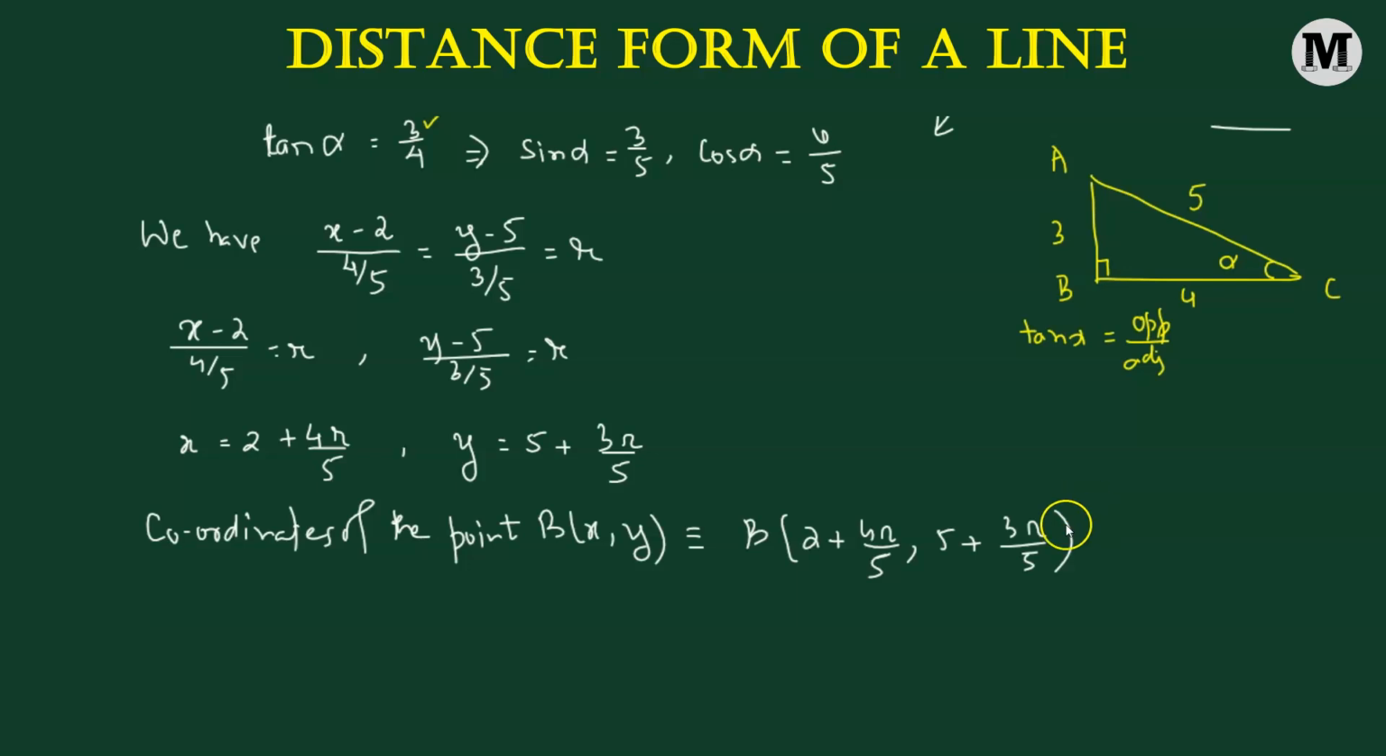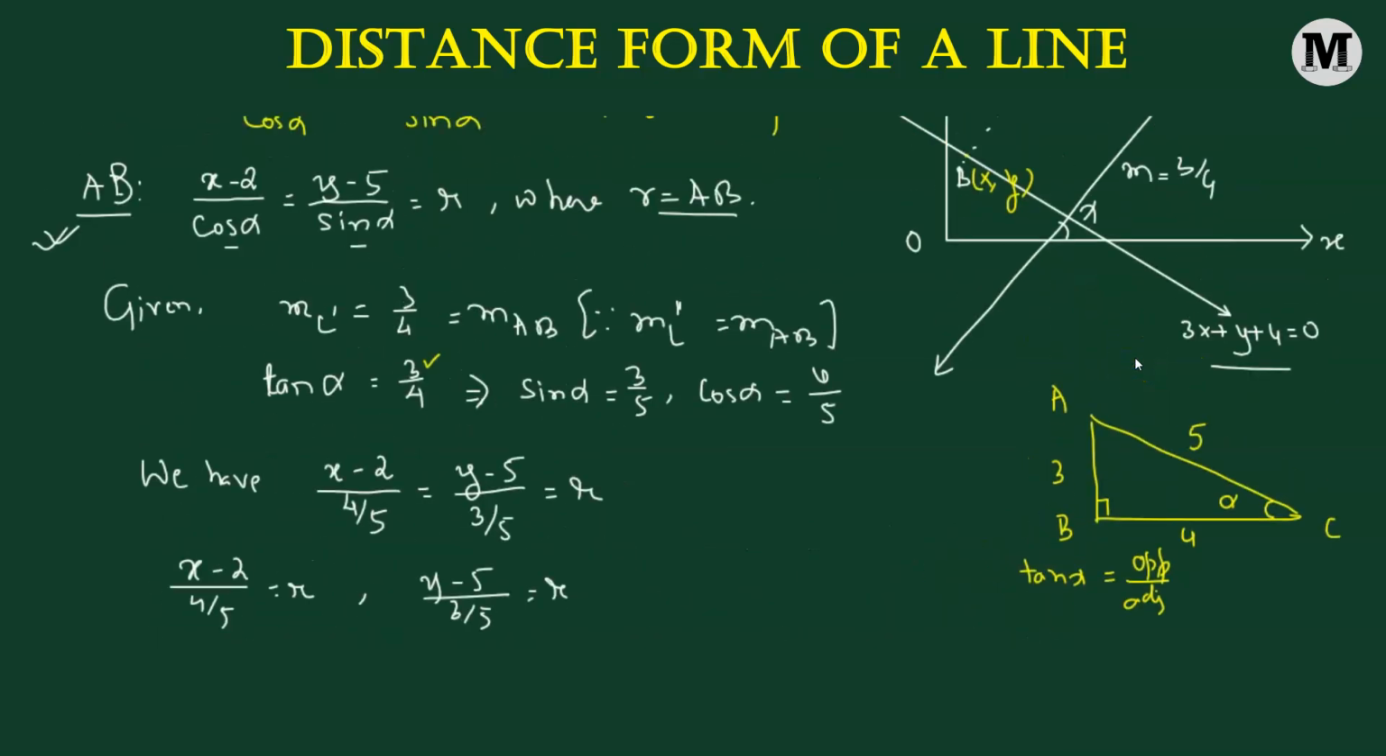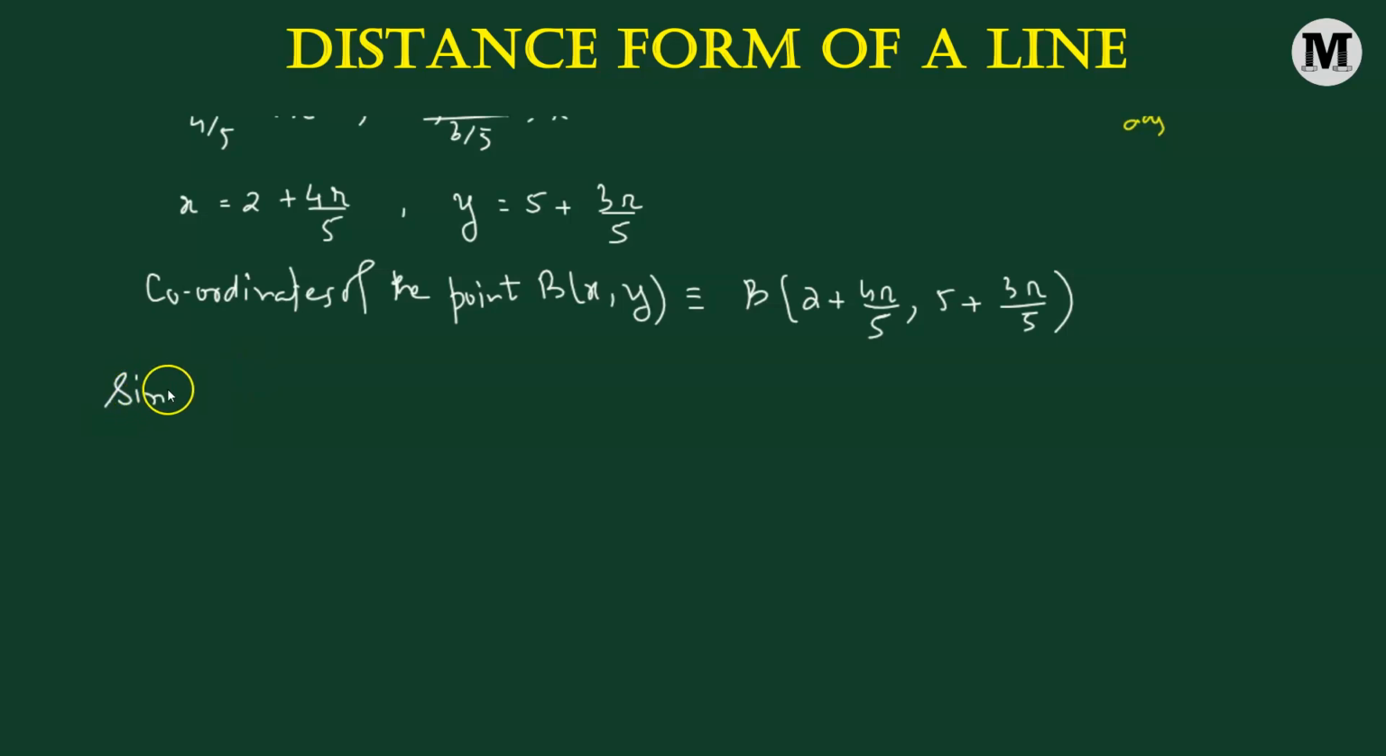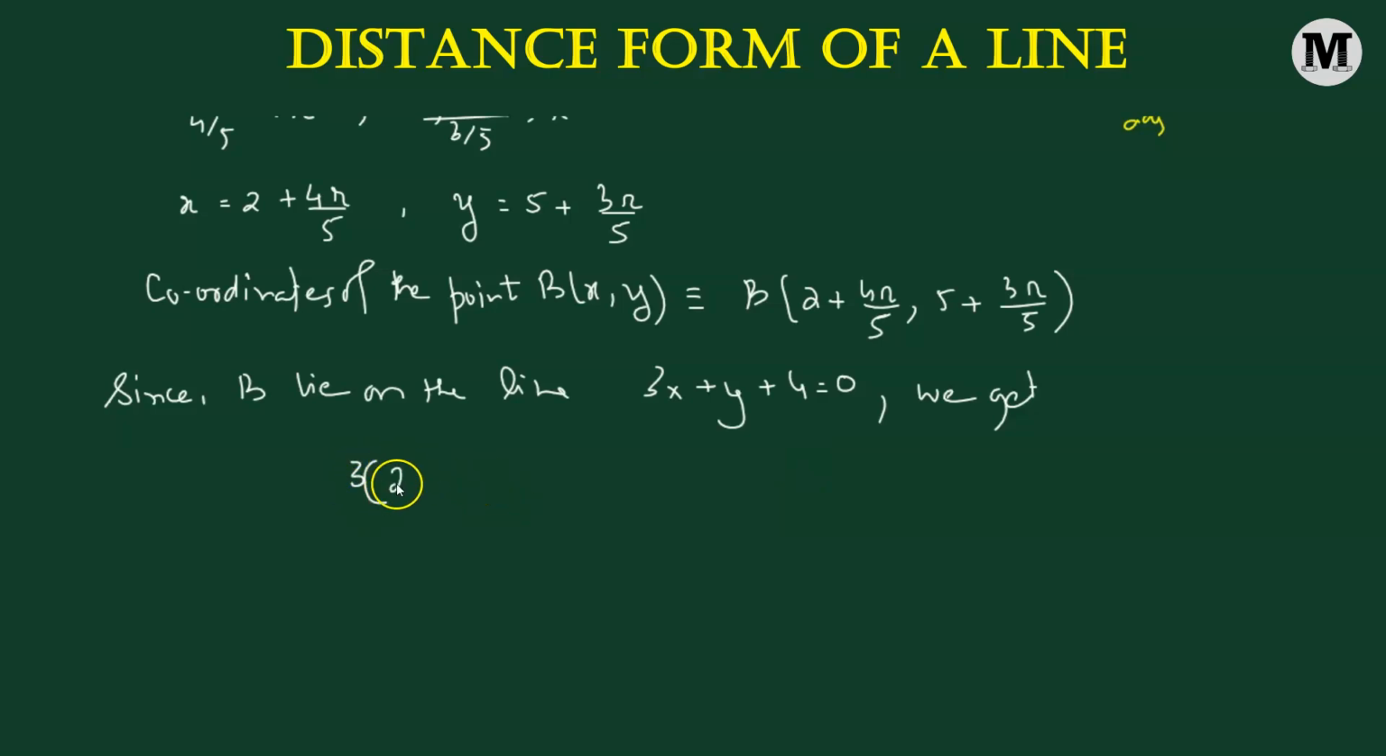Okay, now we need to find out the value of r. So here we are going to use the fact that this particular point B also lies on the straight line 3x plus y plus 4 equals 0. So it must satisfy the equation of the line. So here we can say that since B lies on the line 3x plus y plus 4 equals 0, we are going to get 3 times x. Now in place of x, we're going to replace it with the parametric form of x, that is 2 plus 4r over 5, added to y, so that's 5 plus 3r over 5, added to 4, that will be equal to 0.